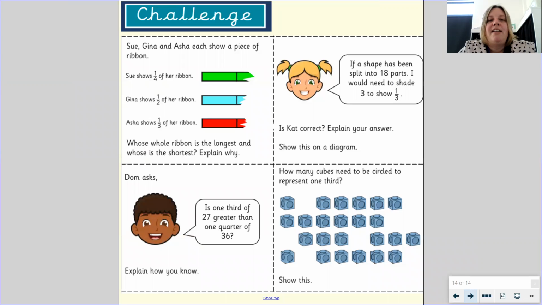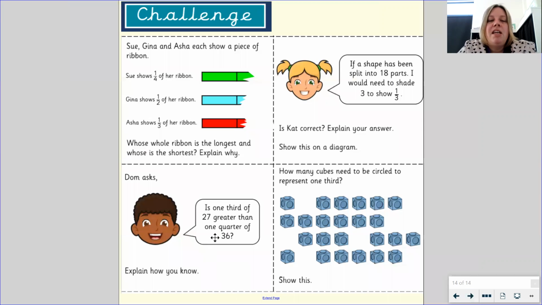Sue, Gia and Asha each show a piece of ribbon. Whose whole ribbon is the longest and whose is the shortest? Explain why. If a shape has been split into 18 parts, I would need to shade 3 to show 1/3. Is Cat correct? Explain this answer. Show it on a diagram.